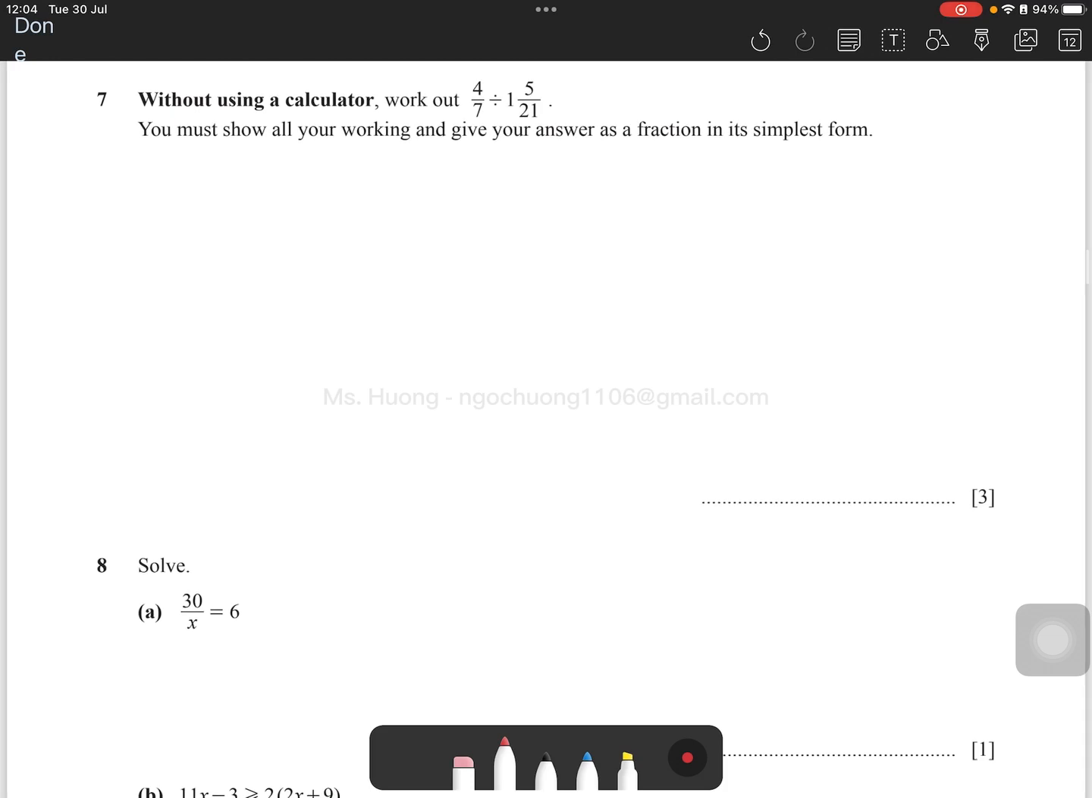Question 7. Without using a calculator, work out 4/7 divided by 1 5/21. First, I will convert this mixed number into a fraction. 1 multiplied by 21 is 21. 21 plus 5 is 26, so it's 26/21. And to divide 4/7 by a fraction, we multiply 4/7 by the reciprocal of 26/21, which means multiply by 21/26.